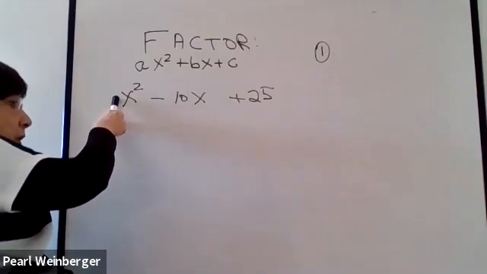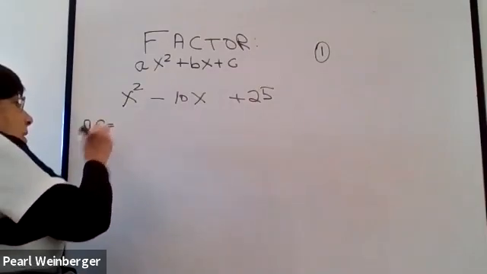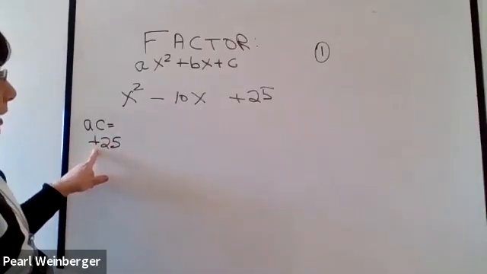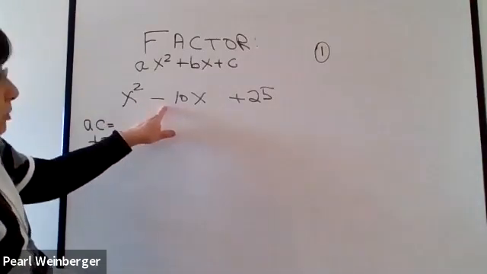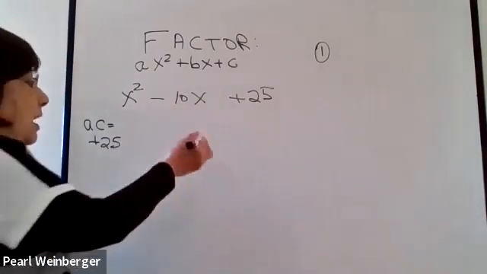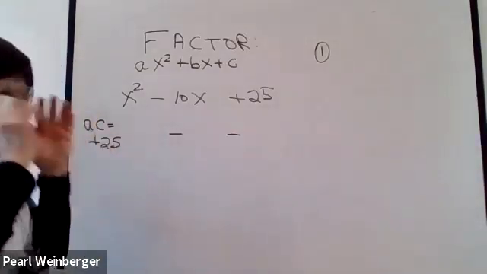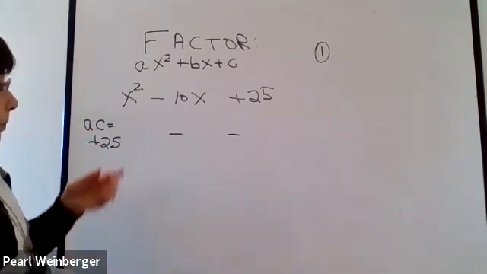Again, doing the AC. The A here is 1. The C is 25. My AC is positive 25. Since it's positive, I know that both signs either have to be plus or both signs have to be minus. So that's when I look at the middle. Since the middle is minus, I know that when I split this up, I'm going to have two minuses. I always like to deal with the signs first, so then I don't have to deal with signs anymore.